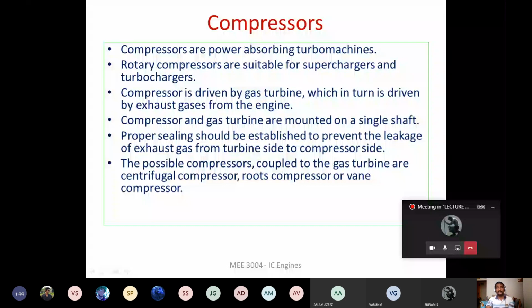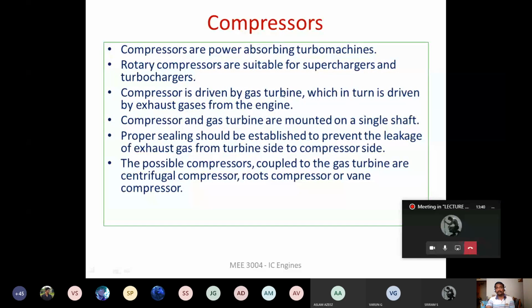When we say compressor, we have different types of compressor. We have the reciprocating compressor also, but we cannot employ a reciprocating compressor for a supercharger or a turbocharger, because we are going to couple or mount the compressor on a shaft, of which the other end is connected to a turbine. So when you want to mount the compressor on a shaft which is connected to the turbine, it should be a rotary compressor. So we employ a rotary compressor because rotary compressors are suitable for turbochargers and superchargers.